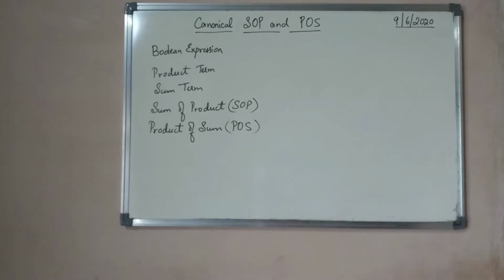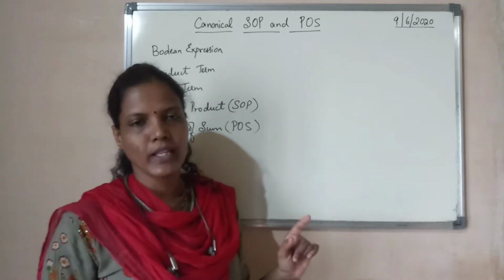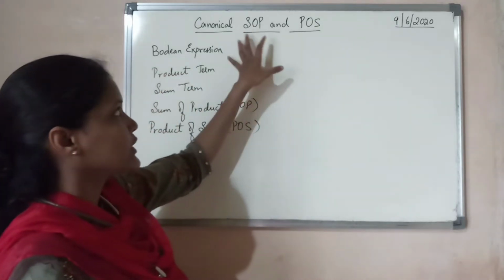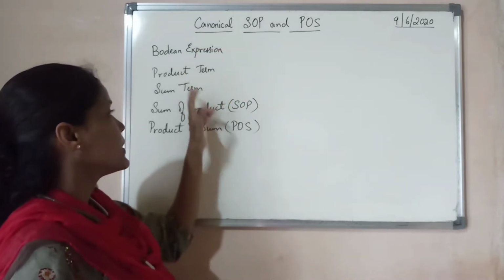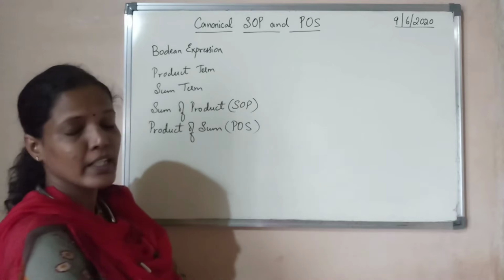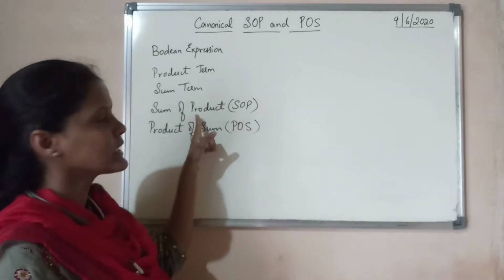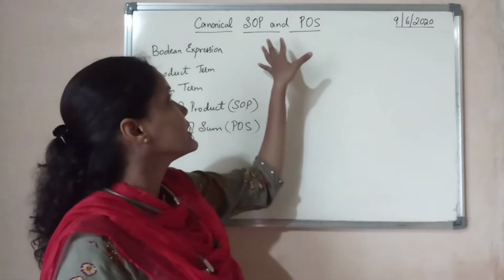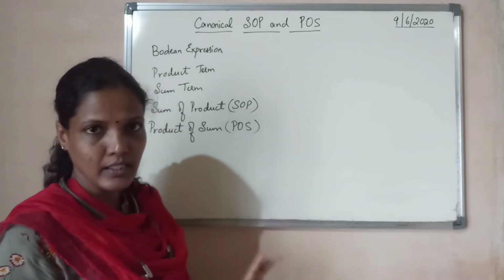Hello everyone. In today's video, we are going to study the canonical SOP and canonical POS. Before coming into canonical SOP and POS, we have to understand these terms: Boolean expression, product term, sum of products, and product of sum. SOP means sum of products, and POS means product of sum. So before coming into the canonical SOP and the canonical POS, let us try to understand this.